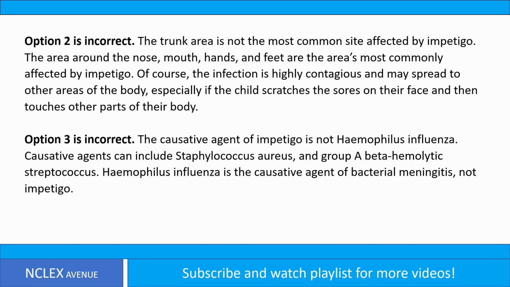Option 2 is incorrect. The trunk area is not the most common site affected by impetigo. The area around the nose, mouth, hands, and feet are the areas most commonly affected by impetigo. Of course, the infection is highly contagious and may spread to other areas of the body, especially if the child scratches the sores on their face and then touches other parts of their body. Option 3 is incorrect. The causative agent of impetigo is not Haemophilus influenzae. Causative agents can include Staphylococcus aureus and group A beta-hemolytic streptococcus. Haemophilus influenzae is the causative agent of bacterial meningitis, not impetigo.